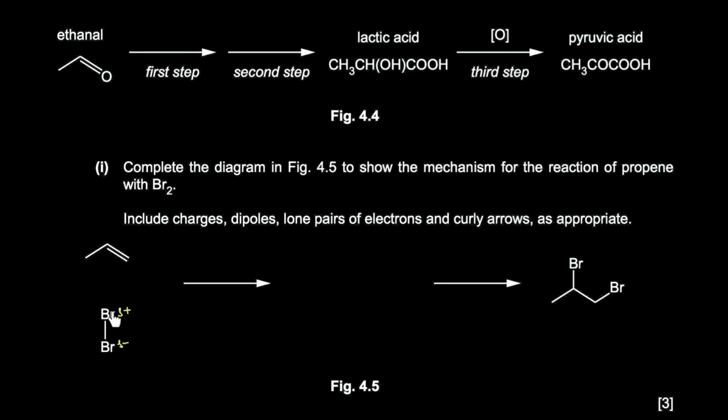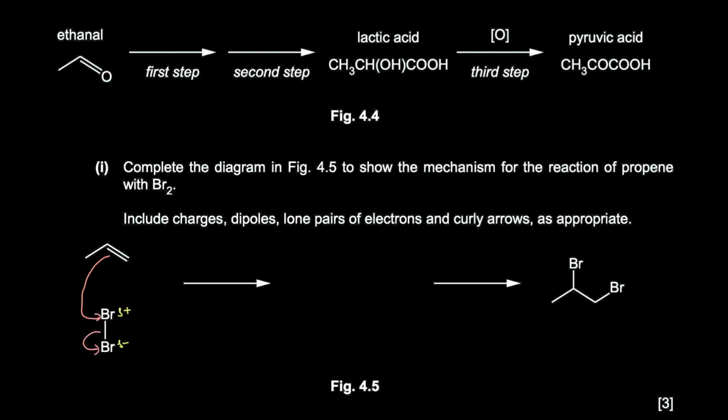This dipole is induced due to the repulsion of the electrons in the bromine from the electrons in the double bond. The electrons in the double bond repel the electrons in the bromine further away towards this bromine. So you have to show the partial positive on this bromine, the one closer to the alkene, and the partial negative on the bromine further away. This is an induced dipole, and then you have to show a curly arrow from the pi bond to the bromine.